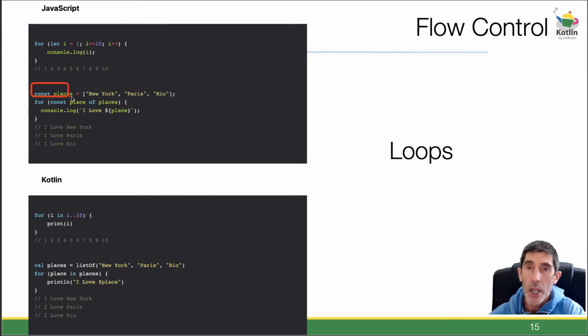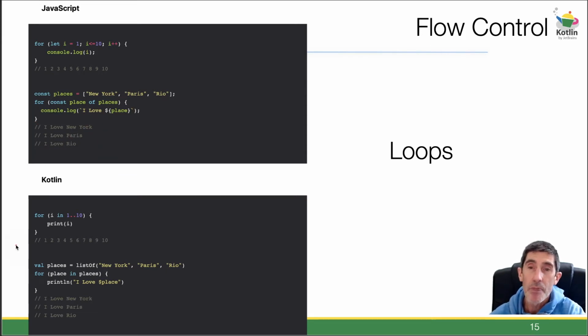Another example here we have our const places. So okay, just a little JavaScript array of strings, just 3 different places there. And then we can say for const place of places, we can just print that out. And there we are using our string interpolation, just getting at the individual value to print it out, I love whatever. So that's what we'll actually get printed to the screen.